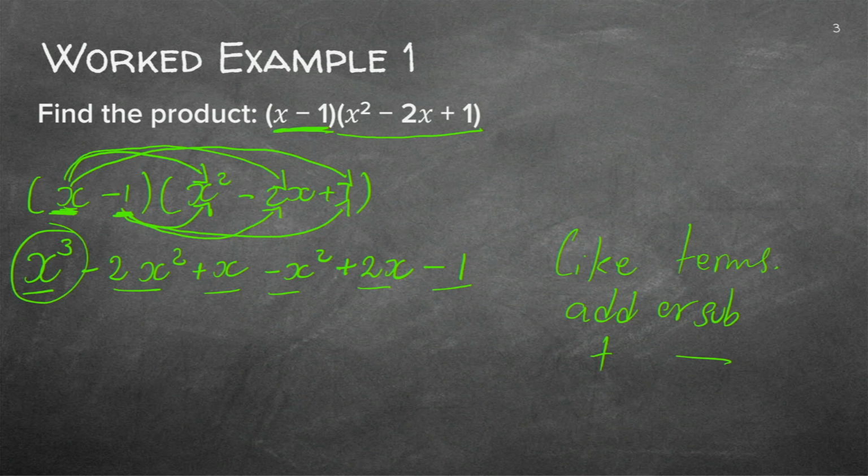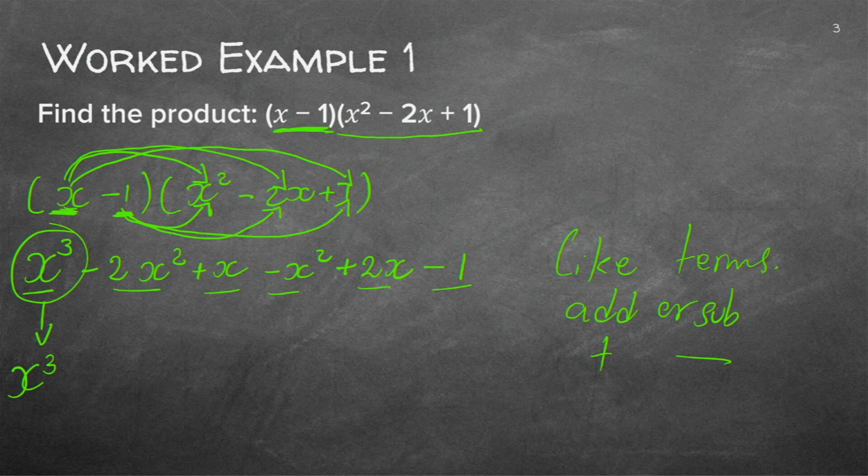Do we have any value that has x to the power of 3 in it? If we can look properly, we have x to the power of 2, x to the power of 1, x to the power of 2, x to the power of 1, and no x at all. So if we don't have any like term, we drop the value as it is. This is x to the power of 3.